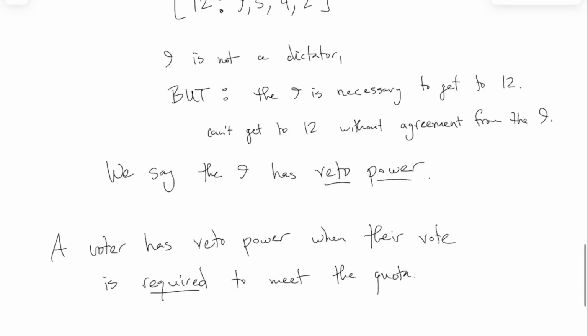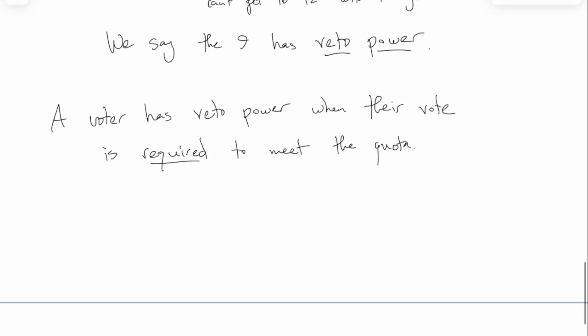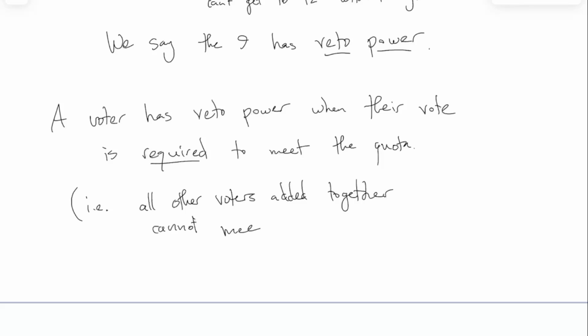All right, another way that you can do this, and actually that's the basic idea behind veto power, although from the point of view of answering homework questions, if I ask you who has veto power in this or that example, another way to figure that out is, i.e., all other voters added together cannot meet the quota. And this is a little easier to check if you're trying to do homework problems.